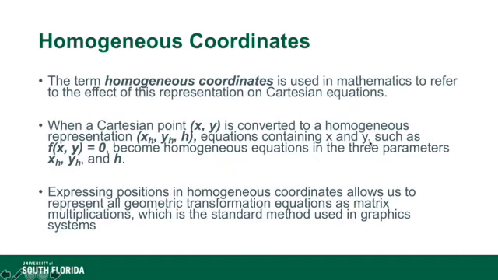The term homogeneous coordinate is used in mathematics to refer to the effect of this representation on Cartesian equations. When a Cartesian point x, y is converted to a homogeneous representation, the equation containing x and y, such as f(x, y) equals 0, becomes a homogeneous equation in the three parameters xh, yh, and h. Expressing positions in homogeneous coordinates allows us to represent all geometric transformation equations as matrix multiplication, which is the standard method used in graphics systems.